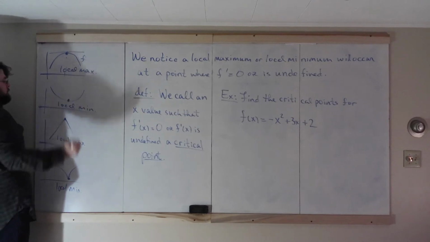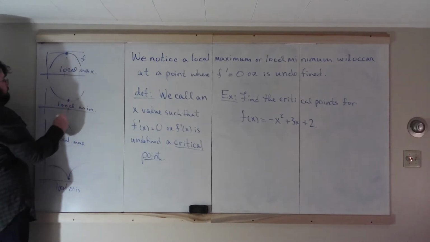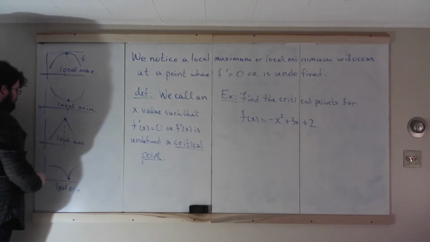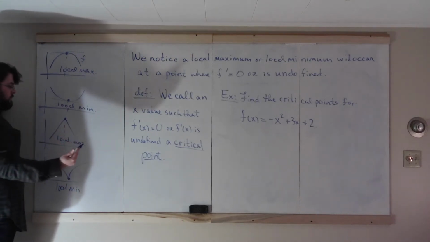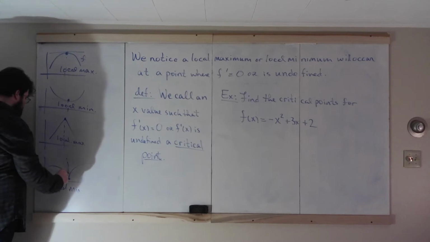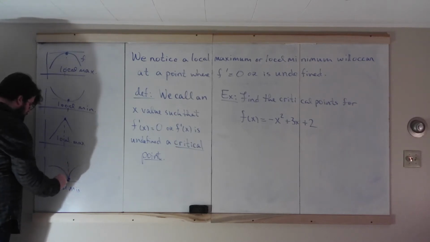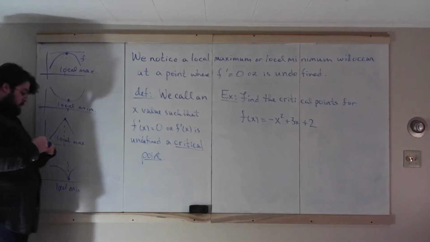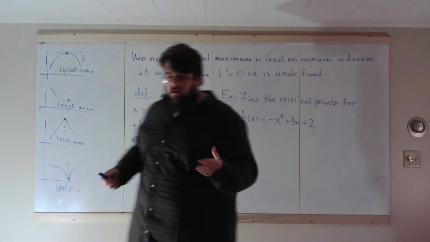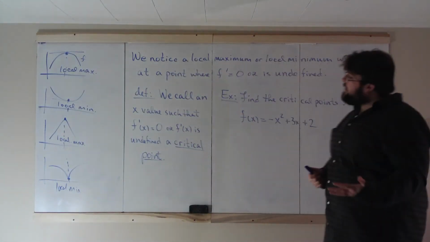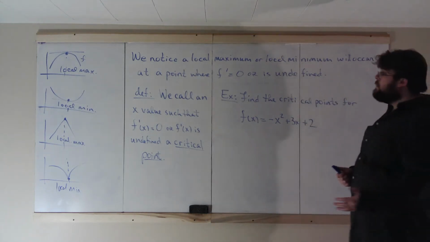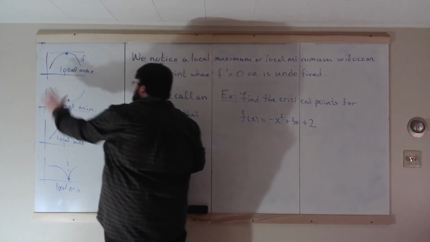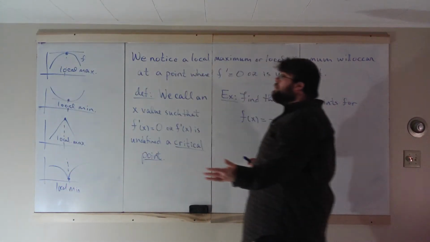What is the derivative evaluated at that x value? Zero. What is the derivative evaluated at this x value? Undefined. So we see that we can find where local maximum and local minimum values occur by finding where the derivative is 0 or where the derivative is undefined.